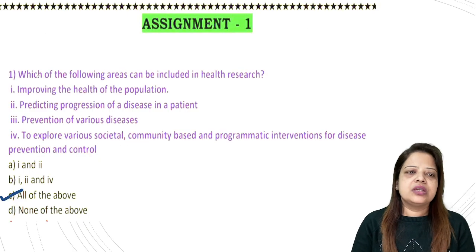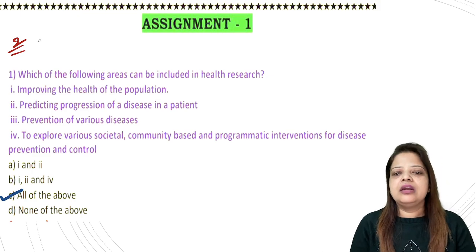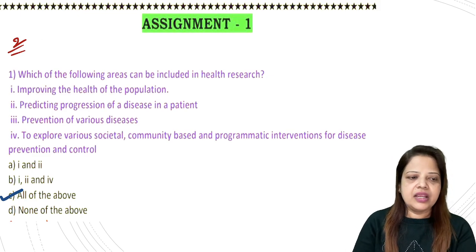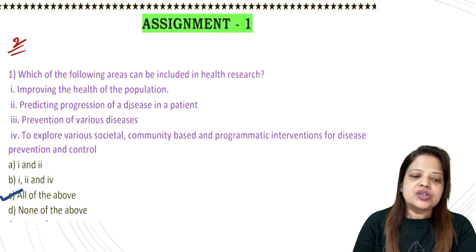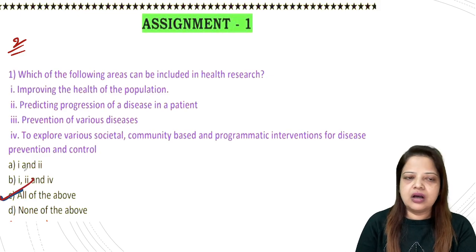The second question is, which of the following areas can be included in health research? Right? First, improving the health of the population, or predicting progression of a disease in a patient, or prevention of various diseases. So these topics are highly related to health research. So the answer will be all of the above.